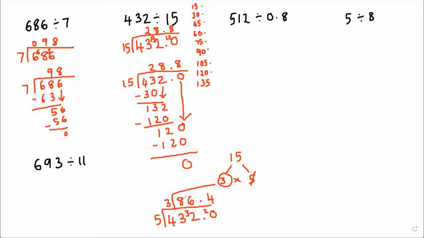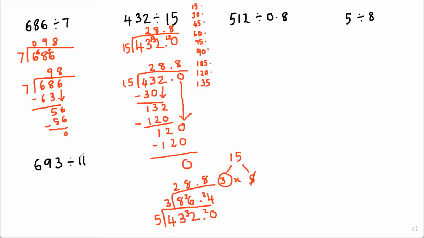And 3 goes into 8 twice, carry 2 across. 3 goes into 26 8 times with 2 remainder. And 3 goes into 24 8 times. So as you can see, using all 3 methods, we come up with exactly the same answer, but you can choose the method which suits you best.